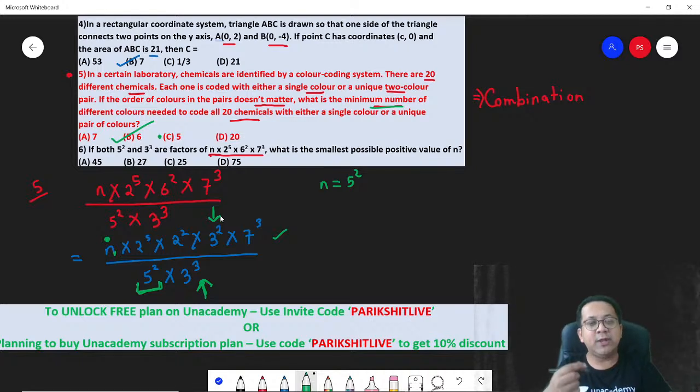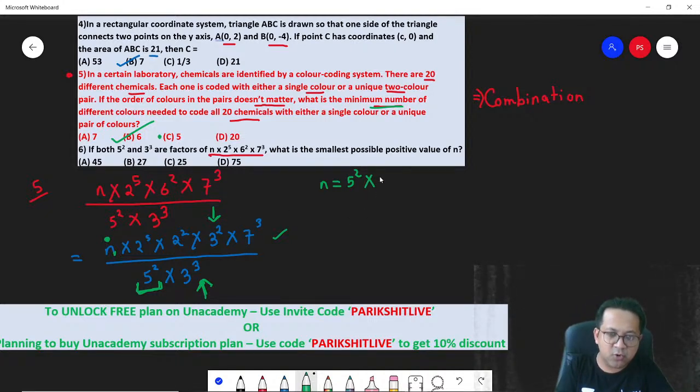So what do you need? You need one more extra 3, so that it becomes perfectly divisible. So n also has to contain one extra 3. Super awesome. Perfect. This is the smallest possible value of n.